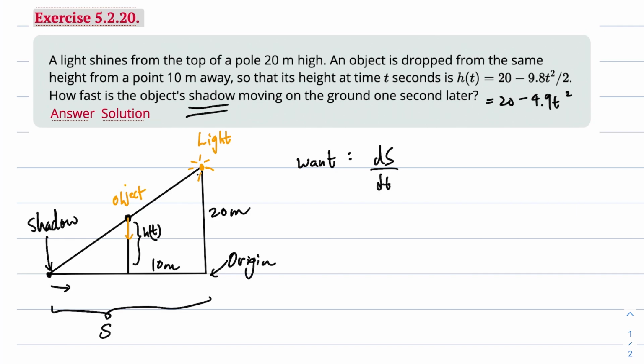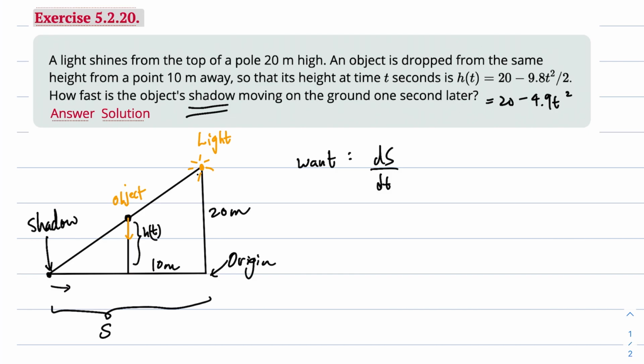By the way, you should always define it. I know I'm not doing a good job defining my variables, but for example, for S here, you should say let S be equal to the distance of the shadow away from our reference point or origin. That way it's clear to the reader what S represents. But hopefully it's clear from the diagram that I've drawn.